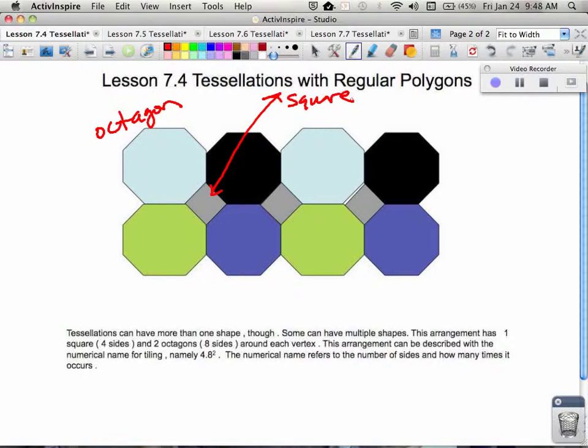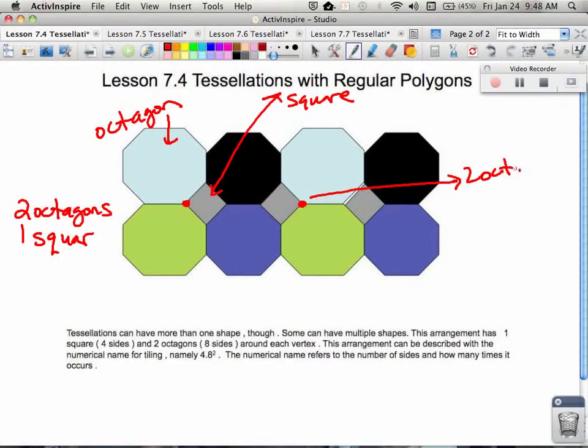And what I notice is that the octagon and the square, if I put them in combination, work as long as at any one point that I'm talking about, like for example this point that I just put here, I see that I have 2 octagons and 1 square at that point. In fact, I can look at any point. I'll pick another point off to the right a little bit. Here we go again. And at this point, again, I see that I have 2 octagons touching there and 1 square.